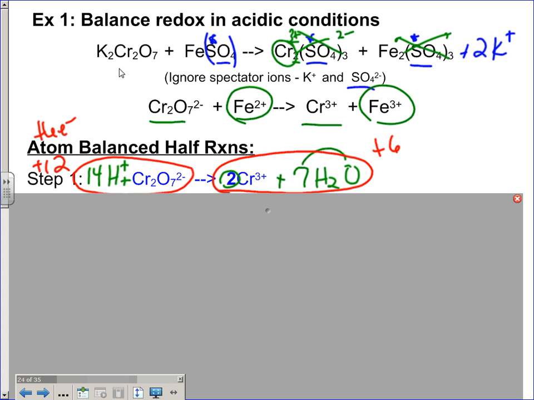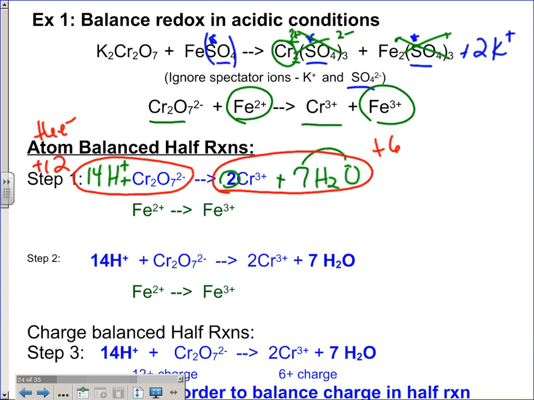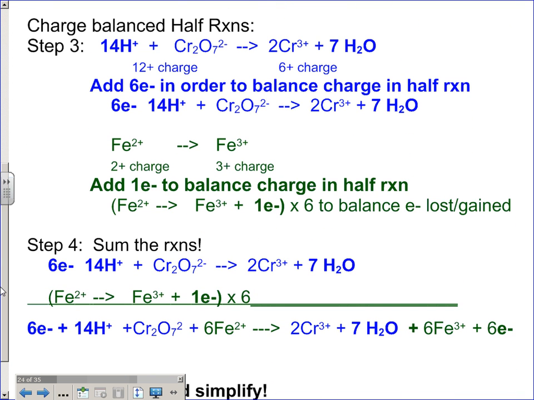I'm just showing you the process before I tell you everything. So I add 6 electrons over there to create charge balance. All right, so now I'm going to show you that here. So here's where we are. We add 6 electrons to the reactant side to balance those charges out that we just determined. Now we're done with that half reaction.